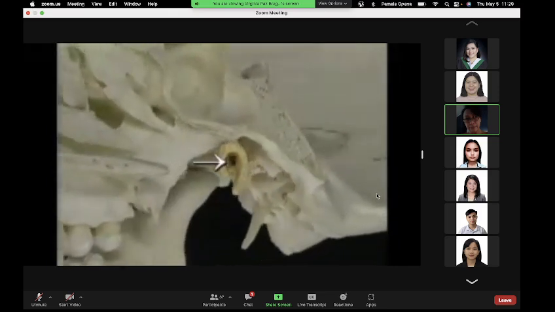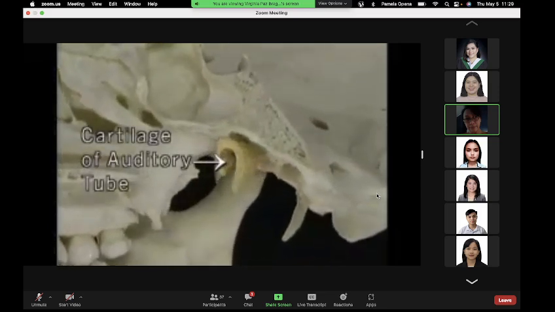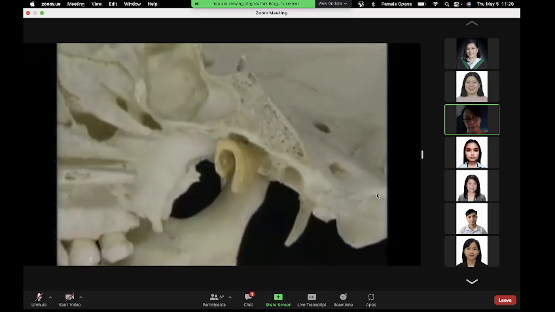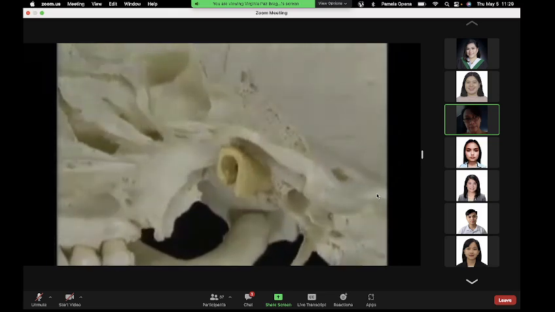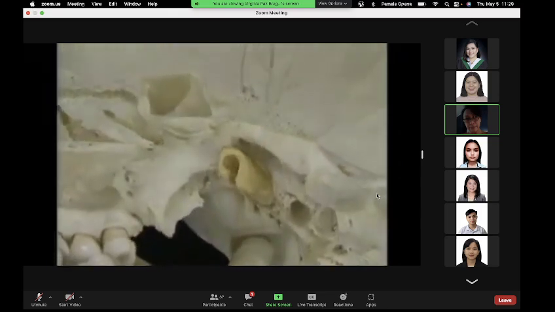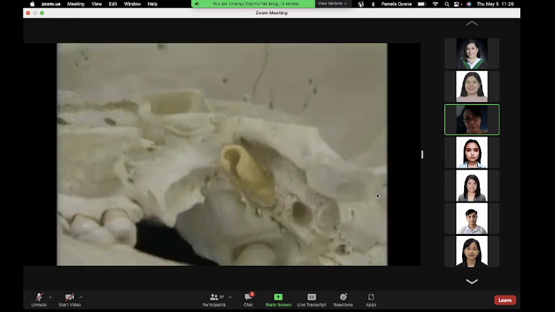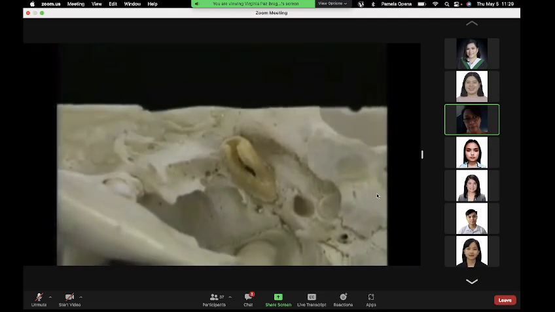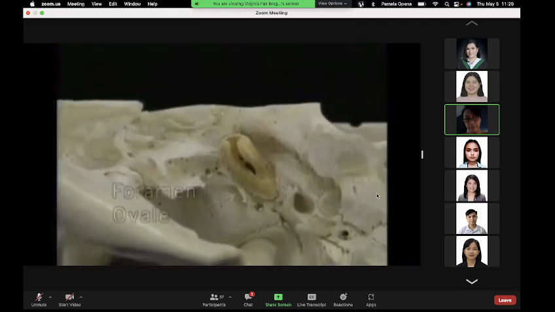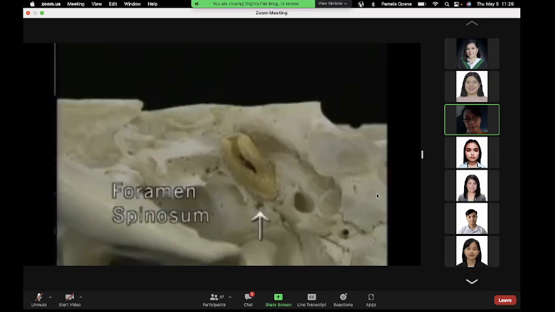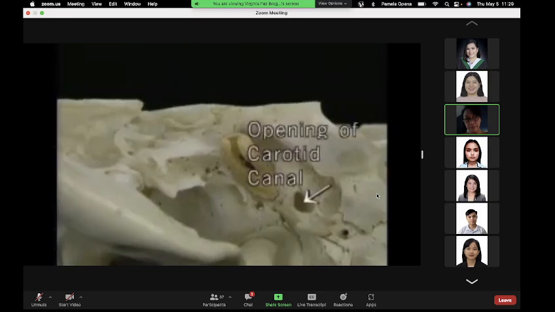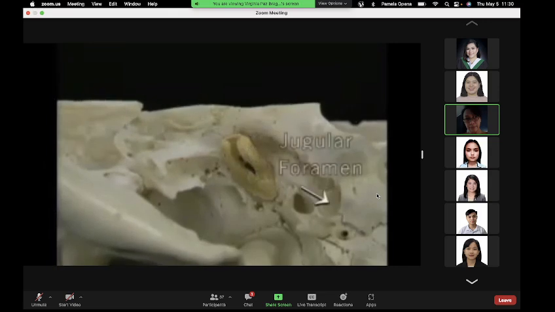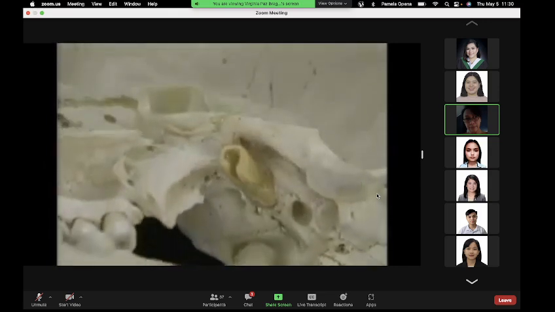This piece of colored material represents the cartilage of the auditory tube. The cartilage forms an incomplete tube, open on the underside. Close to the medial end of the cartilage is a group of openings in the base of the cranium that we've seen before from a different angle. The foramen ovale, foramen spinosum, the opening of the carotid canal, and the jugular foramen.